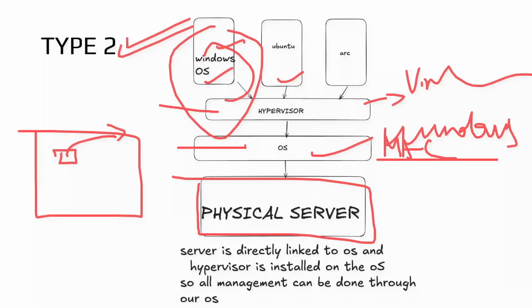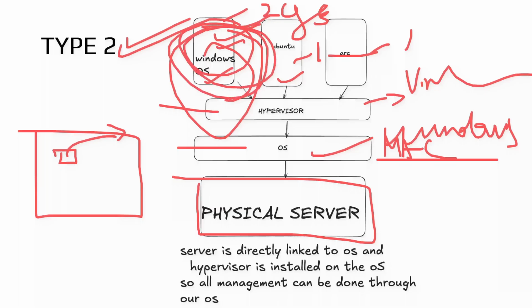The problem is that this type 2 hypervisor is a bit slower and less efficient when compared to type 1 hypervisor, and there is one huge problem which can happen. You have this Windows OS which needs like 2 GB of resources, your Ubuntu needs 1 GB, and Debian needs 1 GB. So assume that you have utilized this 2 GB of Windows, and you have utilized every RAM that has been provisioned for these virtual machines.